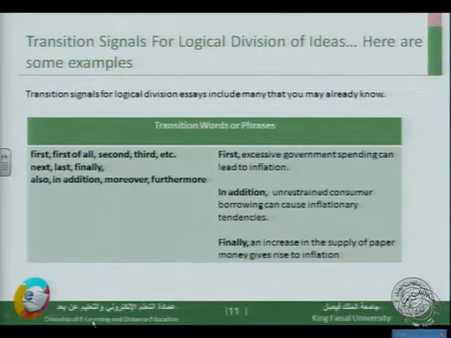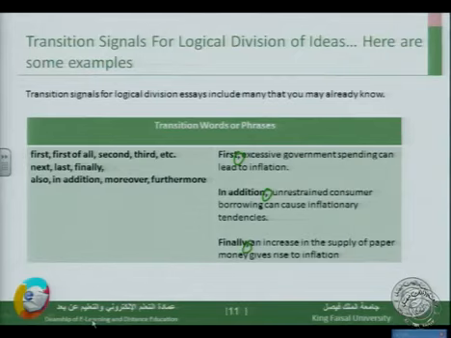These transition signals help you to make your essay more economic, more clear, more organized, because you're talking about first step, second, third, and fourth, and so on. Okay? So please try to go back to the 12th class and try to understand these transition words and how we can use them.